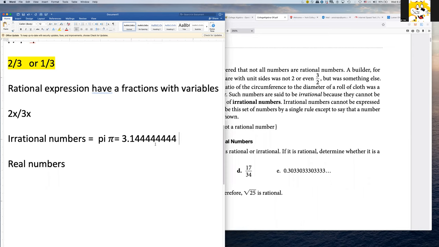Also, any radical would be an irrational number as well.